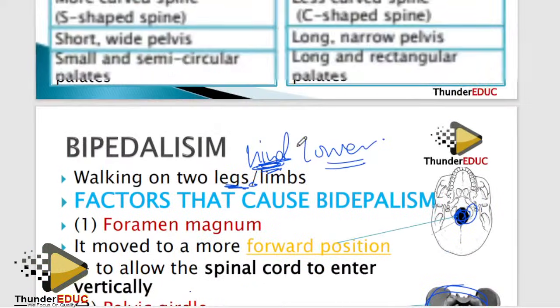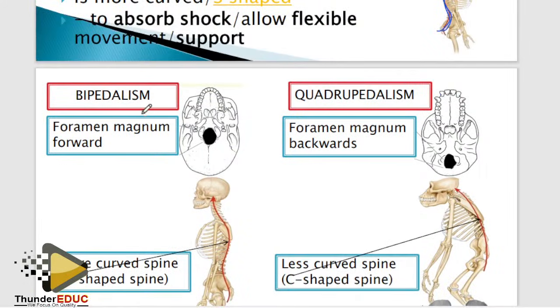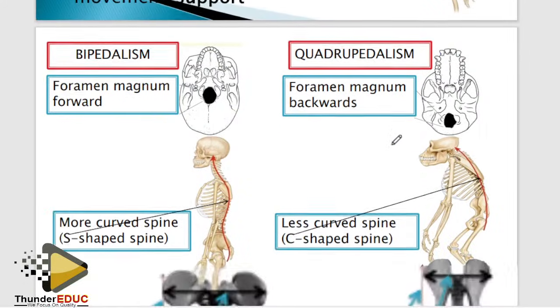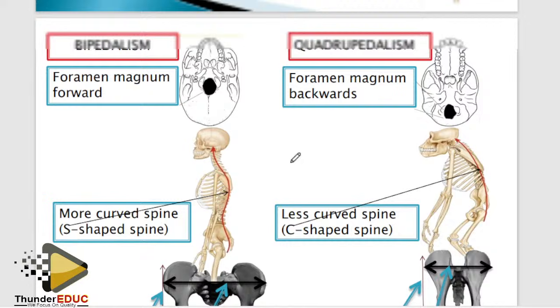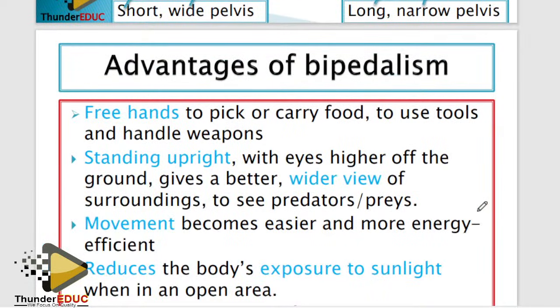Yes, so you guys make sure that you know the advantages of bipedalism, and the difference between bipedalism and quadrupedalism. This one is obvious also. The foramen magnum is in a forward position; this one is in a backward position. This one is S shape, this one is C shape. Short and wider, long and narrow. So you guys, you have to know that. I want to talk about the advantages. At least know 3 of them.